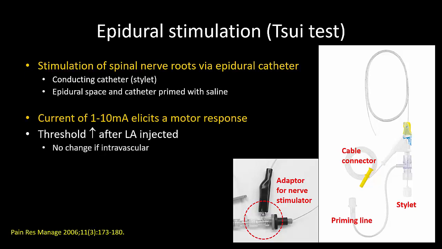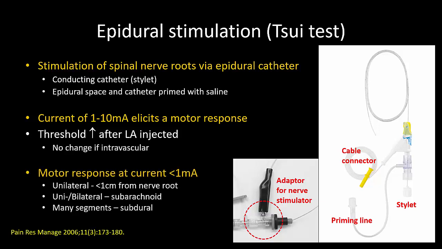Essentially, a motor response in the truncal muscles is observed at a current threshold of between 1 to 10 milliamps if the tip lies within the epidural space. Anything outside of these limits suggests that the catheter is lying somewhere else. Note that the current threshold will increase after local anesthetic is injected. On the other hand, a motor response at a low threshold below 1 milliamp suggests that the catheter may have exited the space into an intervertebral foramen or may be in an intrathecal or subdural location.